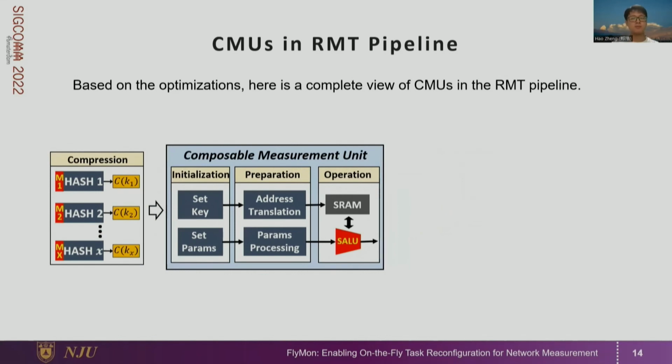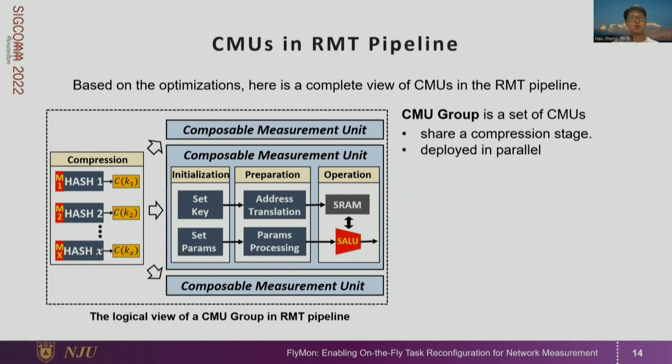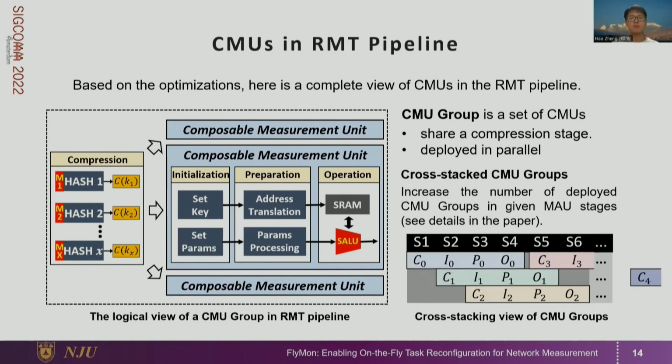To place more CM units in the RMT pipeline, we arrange multiple CM units in a grouped fashion. A CMU group is a set of CM units. These CM units share a compression stage and are deployed in parallel. Further, we cross-stack multiple CMU groups in the RMT pipeline to increase the number of deployed CMU groups in given MAU stages. Please read our paper for details.